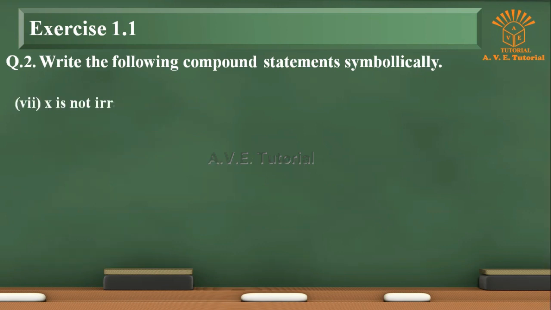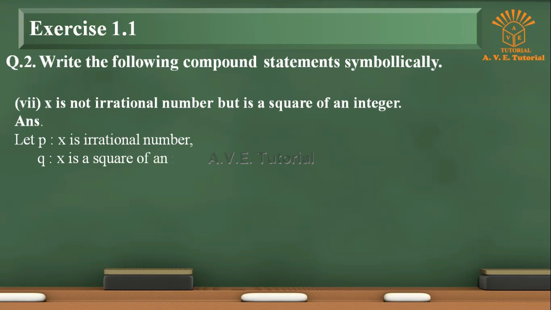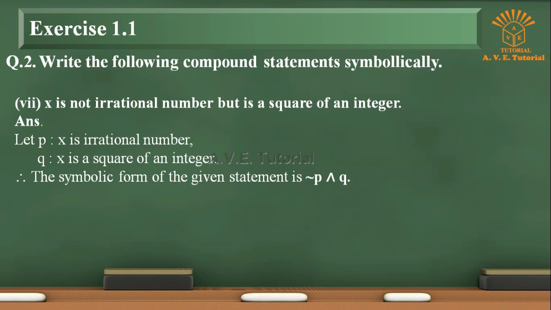Seventh, x is not a rational number but is a square of an integer. Answer. Let statement P be, x is a rational number. Statement Q, x is a square of an integer. Therefore, the symbolic form of the given statement is negation of P conjunction Q.